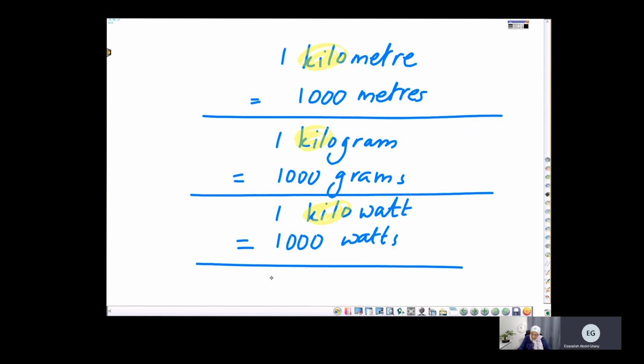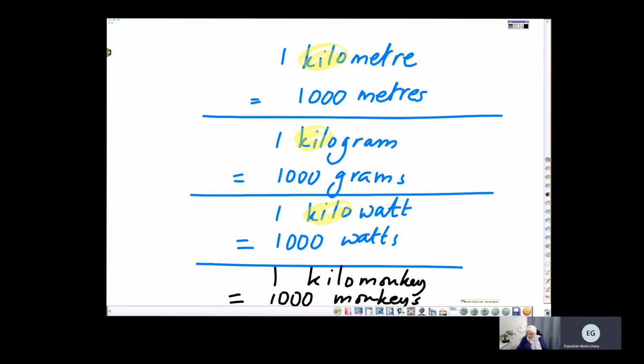So what about 1 kilo monkey? Is there a kilo monkey? Kilo monkey is 1,000. Say it. Kilo monkey, 1,000 monkeys. Kilometer, 1,000 meters. Kilogram, 1,000 grams. Kilowatt, 1,000 watts. And kilo monkey, 1,000 monkeys.